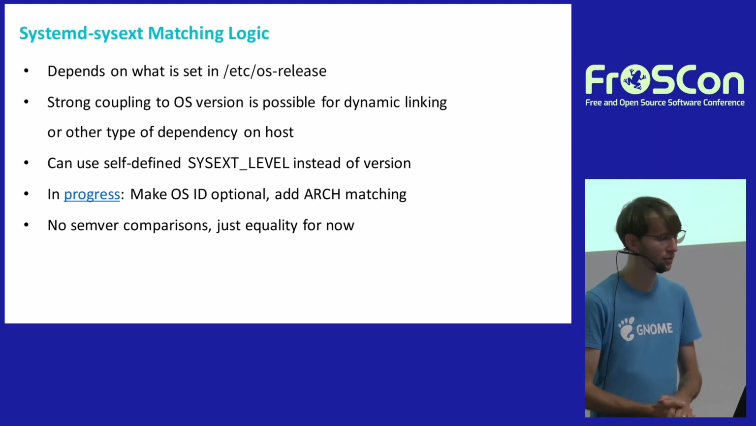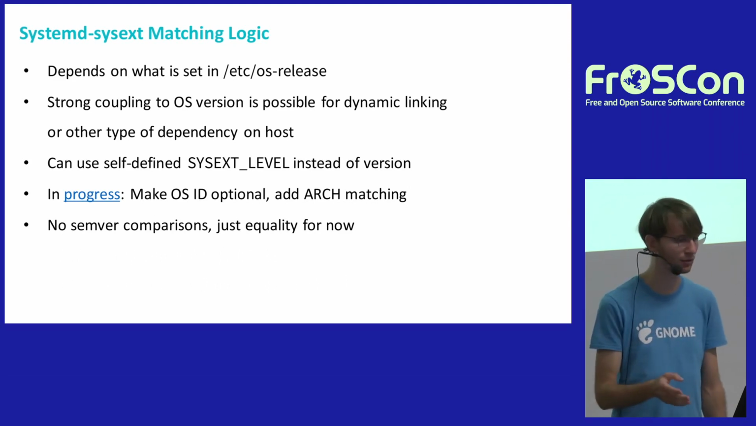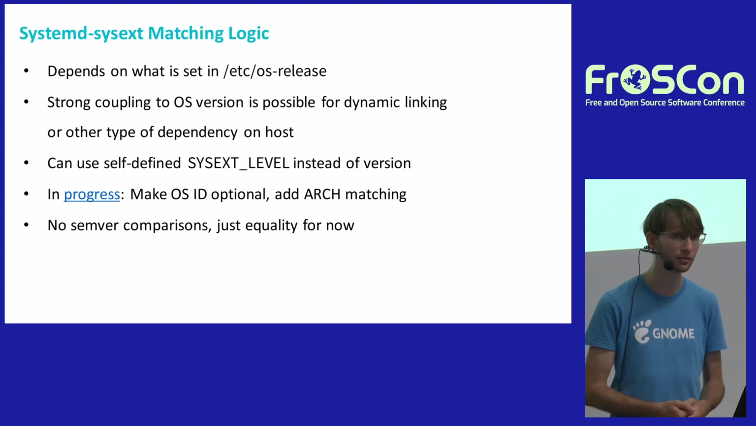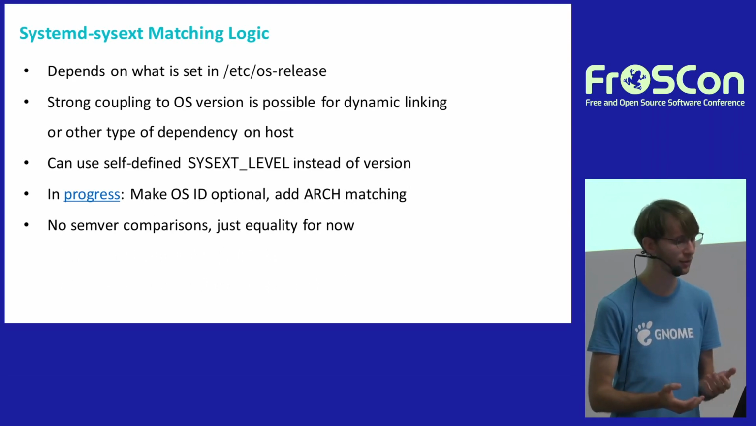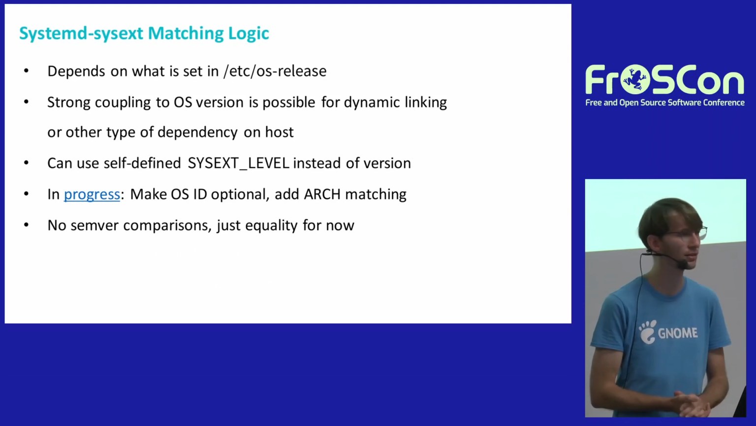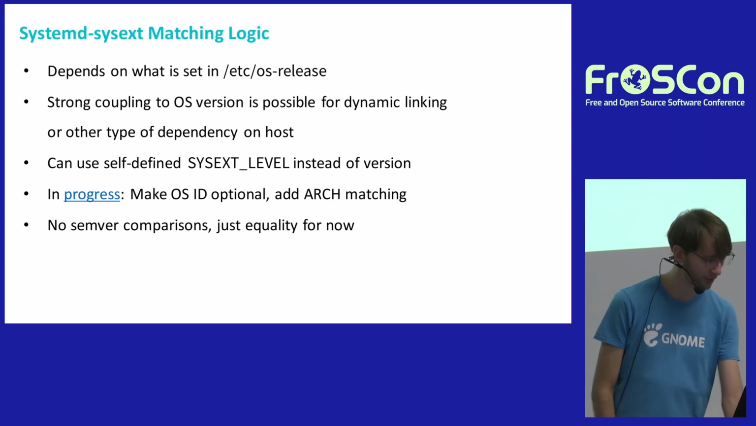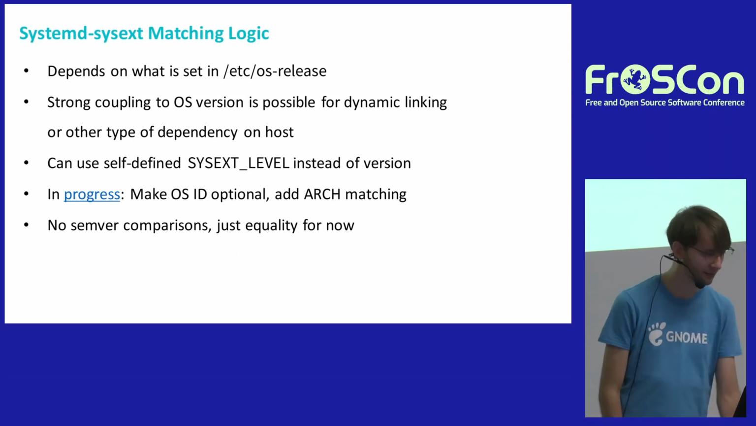But as I said, you can also use the self-defined SYSEXT_LEVEL instead of the version to have more flexibility instead of coupling to exactly one version of it. And for example, on Arch Linux, you don't even have this VERSION_ID file. It's a rolling release, so the only thing you set on Arch Linux is actually ID=arch, and then that's it. And you don't even need the SYSEXT_LEVEL then.